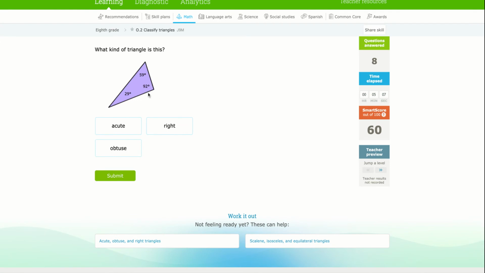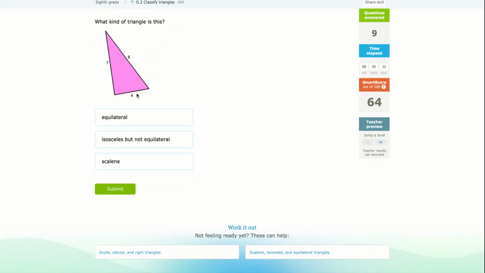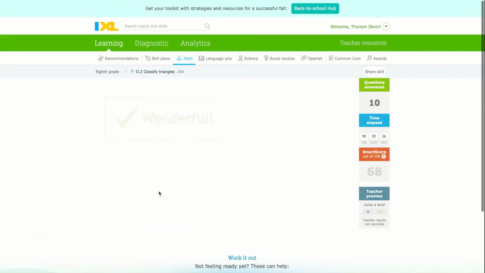What kind of triangle is this? I see an angle measure that's larger than 90. If it's larger than 90, it's not going to be an acute, it's going to be an obtuse. Obtuse means it's bigger or larger than 90, and only one angle will be. It's impossible to have more than one. Here we have a 4, 7, and an 8. All three lengths are different. It's scalene.